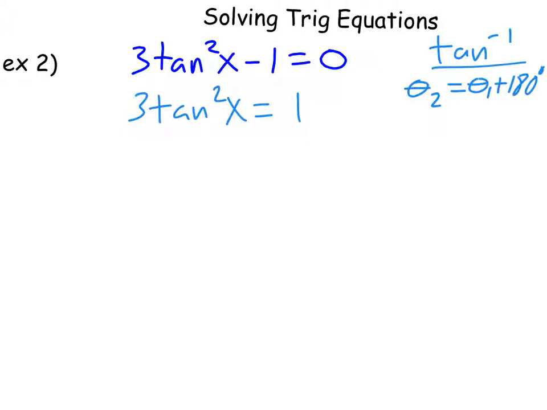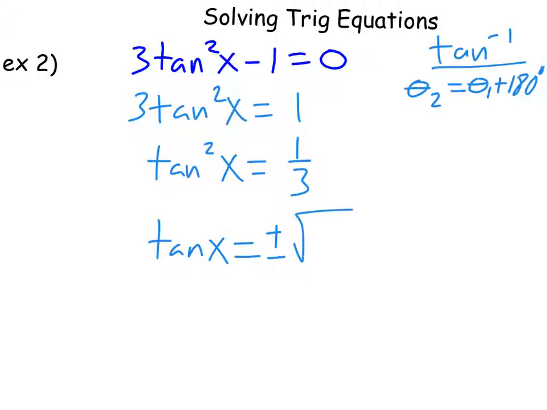Still setting up this scenario where I want a trig function on one side and everything else on the other. So I do the first 2 steps that I added, 1 divided by 3. And now I do the square root. And this actually gives me 2 different cases that I have to think about. Plus or minus 1/3. Okay, plus or minus 1/3. Excuse me, square root of 1/3.